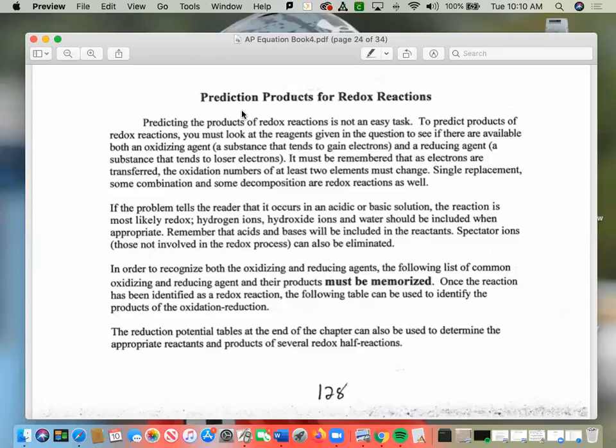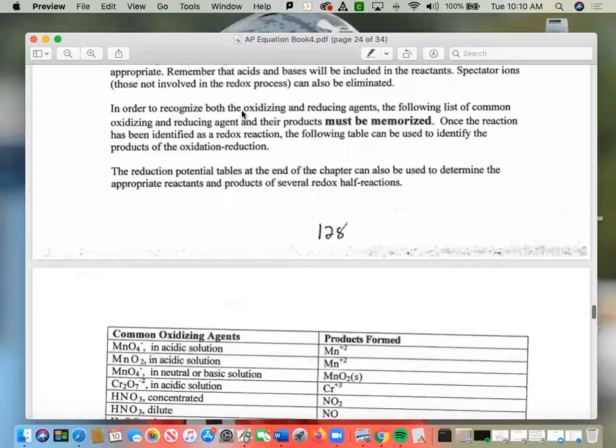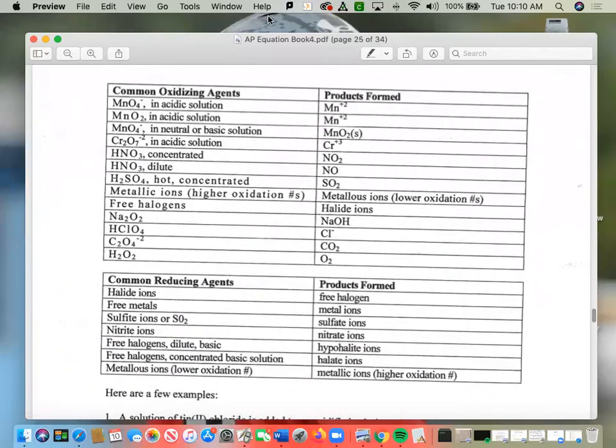And then in order to do this, it says, in order to recognize both oxidizing and reducing agents, I have a table for you that would be memorized in a normal year, but for us, it'll just be used as a point of reference. And so, I think I heard someone come in. Someone's in there. Okay. So on page 129 or so, we have the list of common oxidizing and reducing agents.